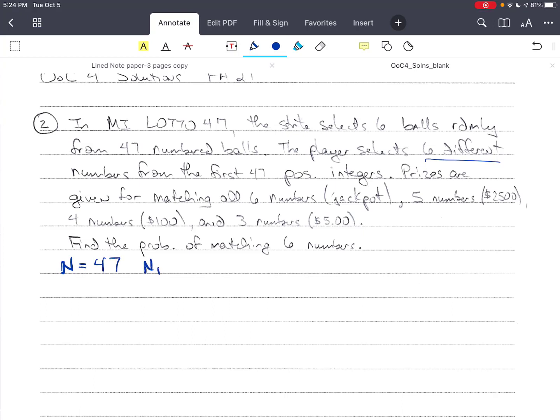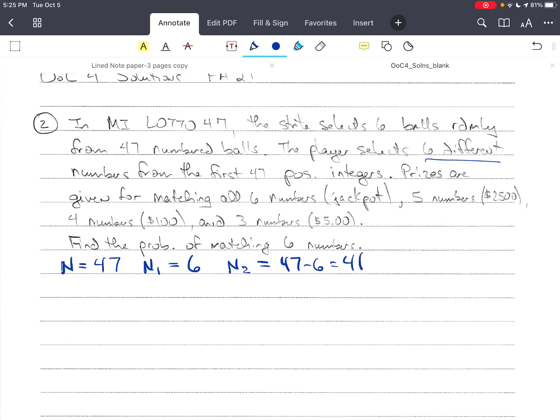N1 are the 6 balls that are selected by the state. N2 is the difference there. N2 is going to be 47 minus 6, which is 41.